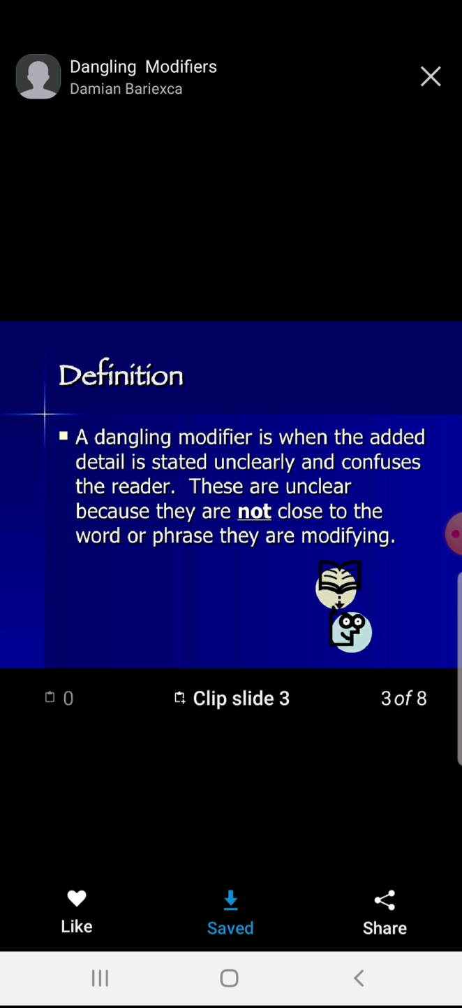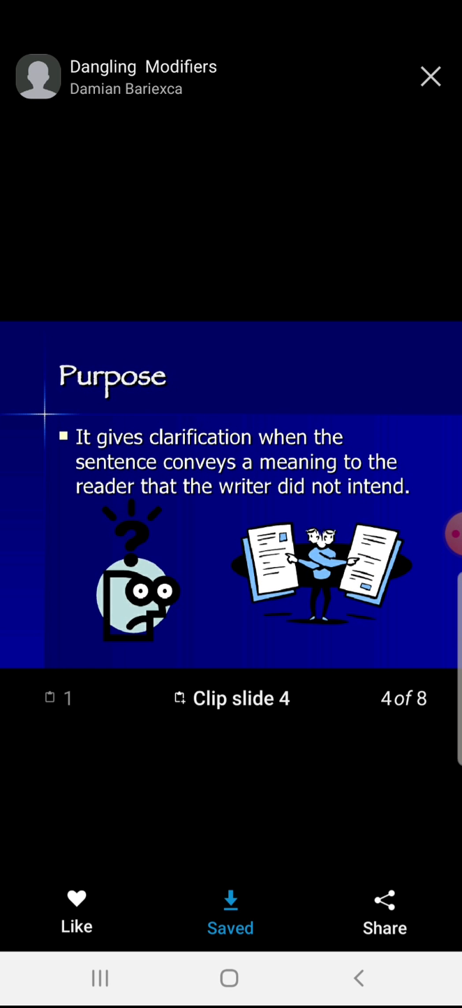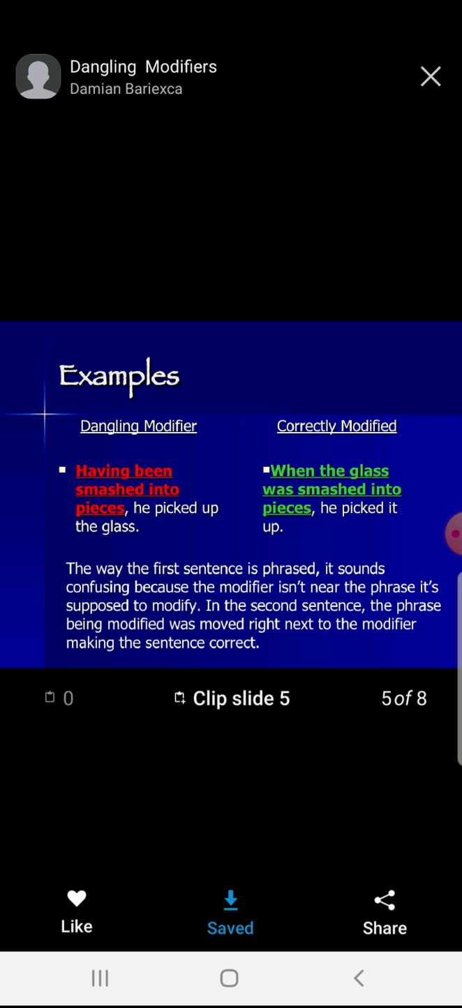Okay, let's check the example. The purpose first. Okay, what is the purpose? It gives clarification when the sentence conveys a meaning to the reader that the writer didn't intend. Okay. This is the example. This one is a dangling modifier. Having been smashed into pieces, he picked up the glass. Having been smashed into pieces, he picked up the glass.